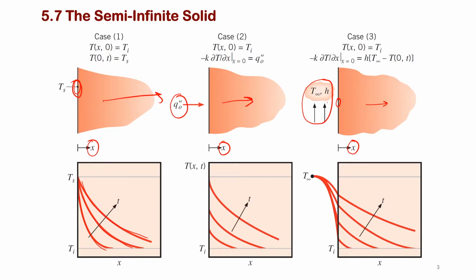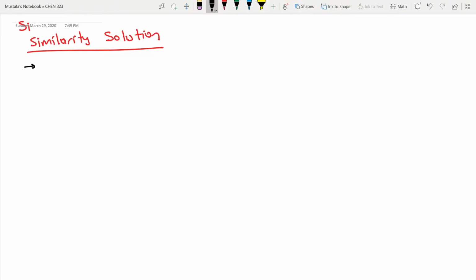So now let's switch back to whiteboard. We are going to derive and analyze this problem. Okay, in the previous slide I just showed you 3 different cases of semi-infinite objects, and as we just talked about, although the boundary conditions are different, the behavior of the temperature profile looks very similar. So this is actually not an exception.